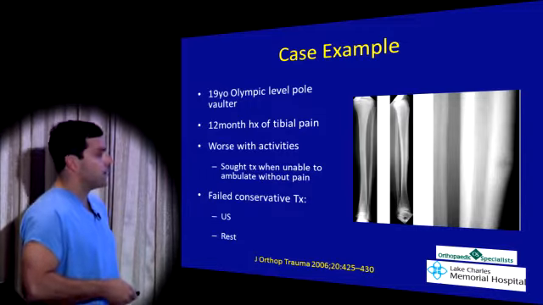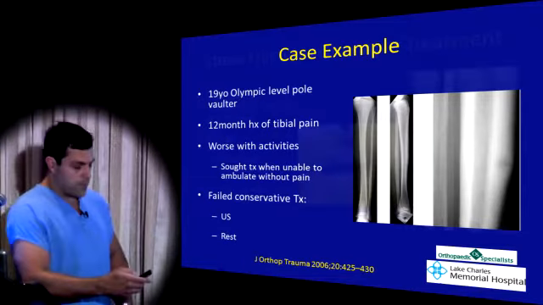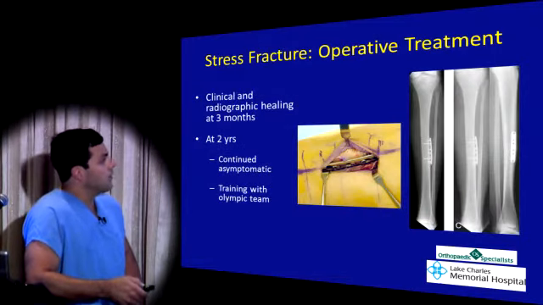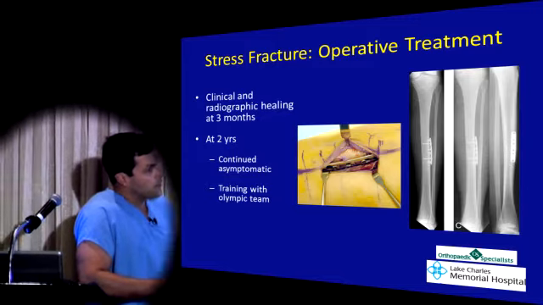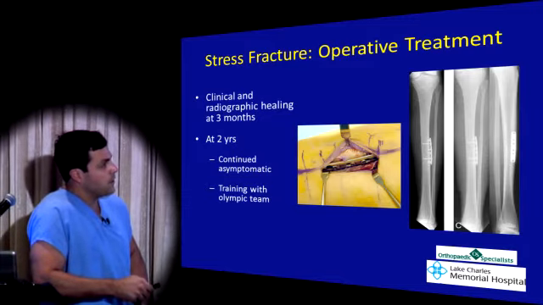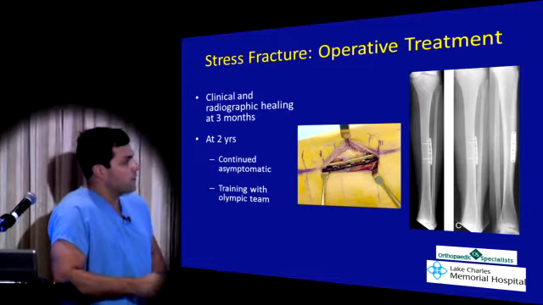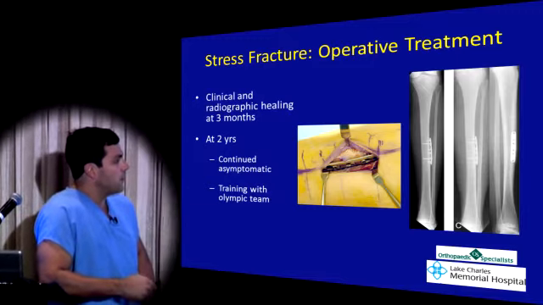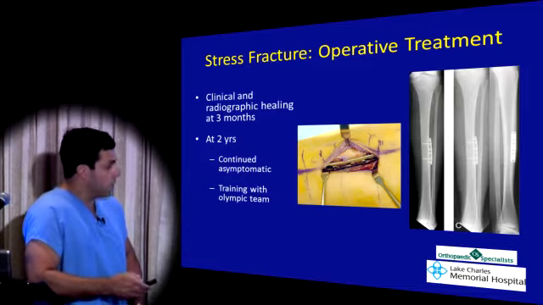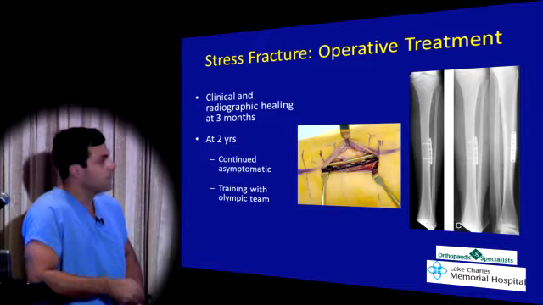They sought treatment when they were unable to ambulate. They failed conservative management. We tried ultrasound, rest. Ultimately, we went and we did the plate. There's a small plate. It's put on in tension. You tension this down right on the front, very small incision, and the patient went on to continue training with the Olympic team. That was 2 years later, and they healed by 3 months.